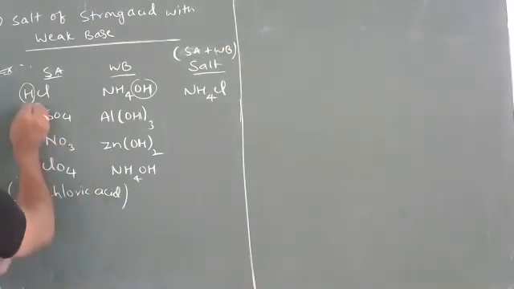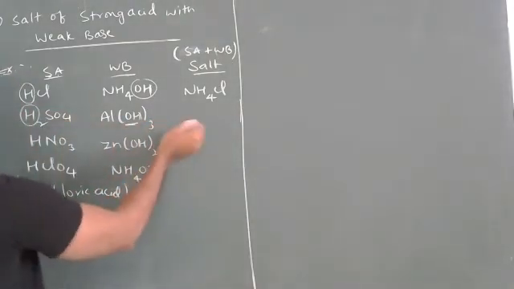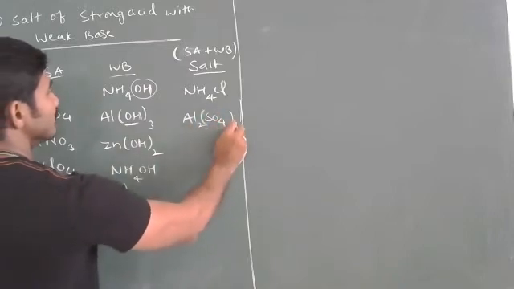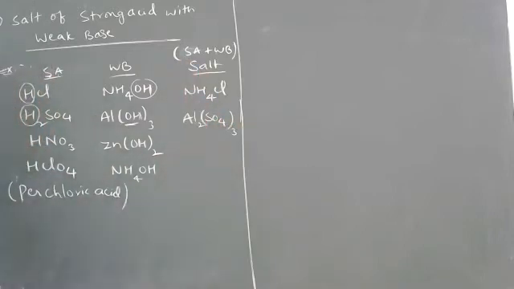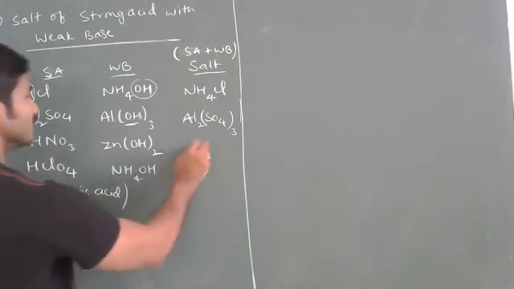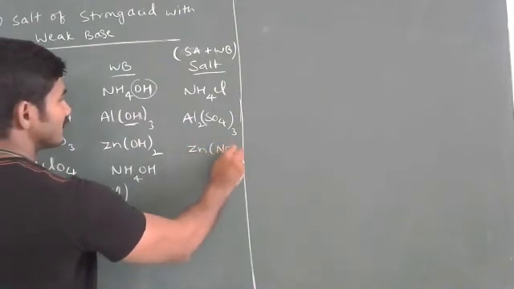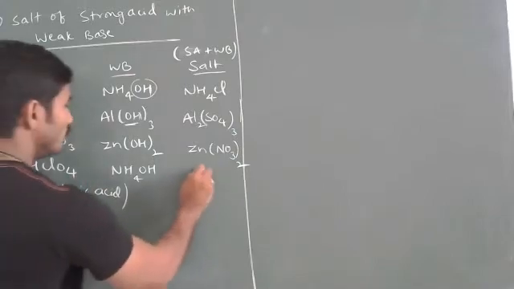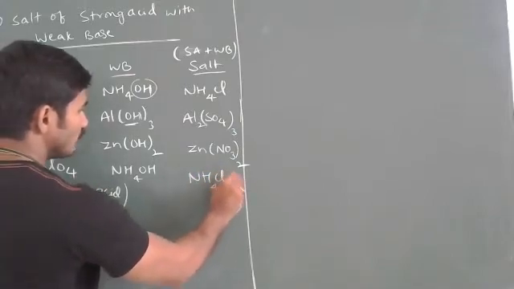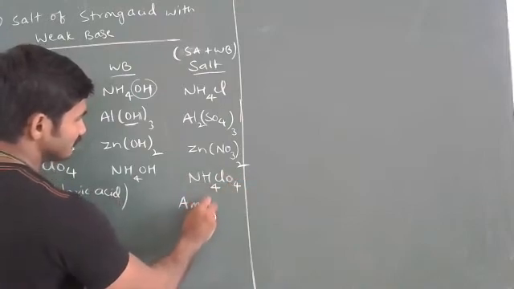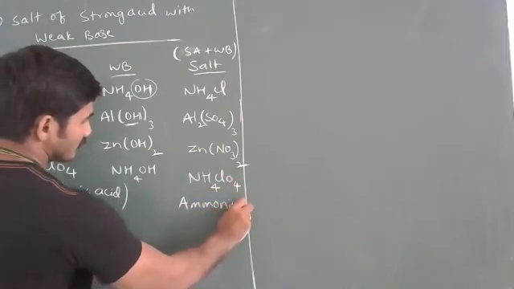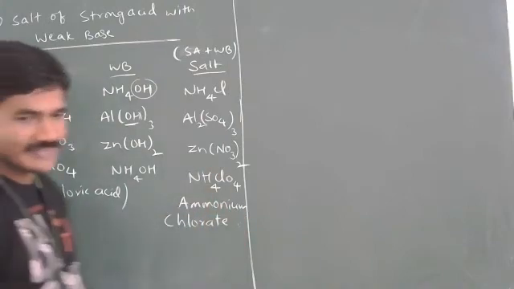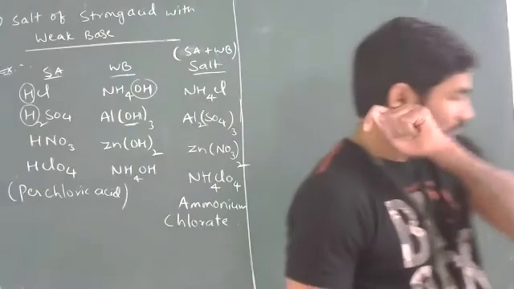So what is the salt for this? Hydrogen and hydroxide are eliminated. Aluminium sulfate, and for this zinc nitrate, and here ammonium chloride. This is ammonium chloride.